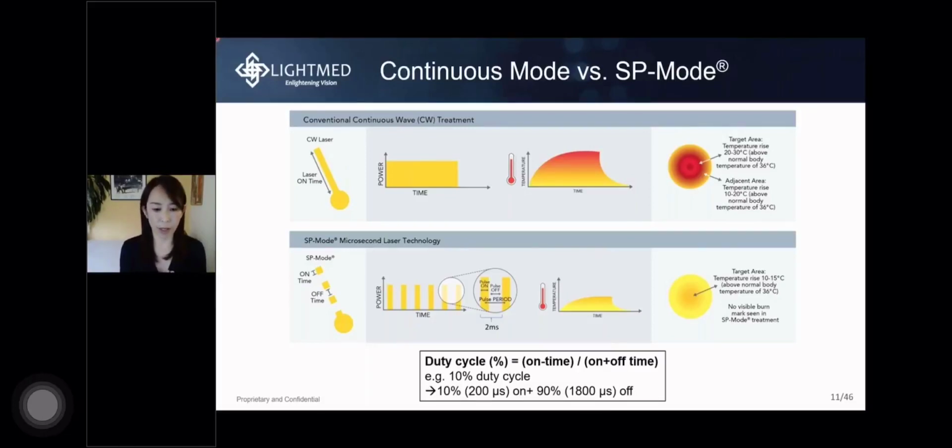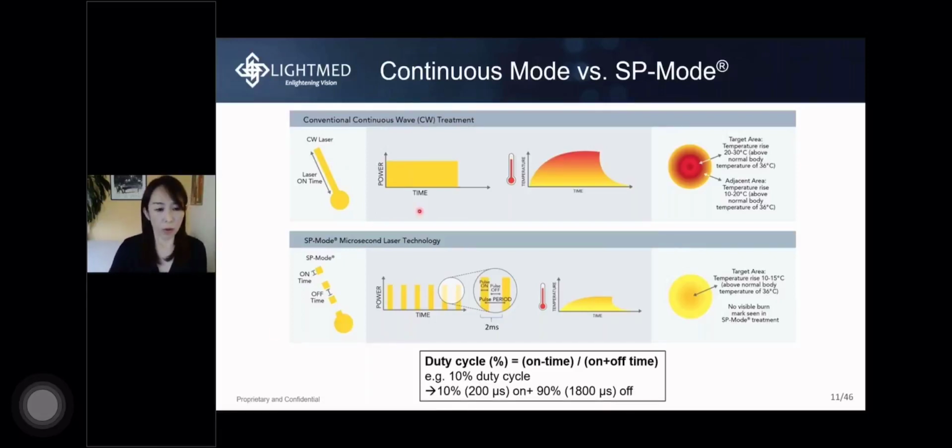This is almost fixed. So we can think, for example, the proportion of on and off time is called the duty cycle. For example, if the duty cycle is 10%, 10% duty cycle means on time is 10% of 2 milliseconds. It means 200 microseconds, and 90%, 1,800 microseconds, is off. This is repeated as long as you want to irradiate, for example, 200 milliseconds. If 200 milliseconds, it is repeated 100 times.